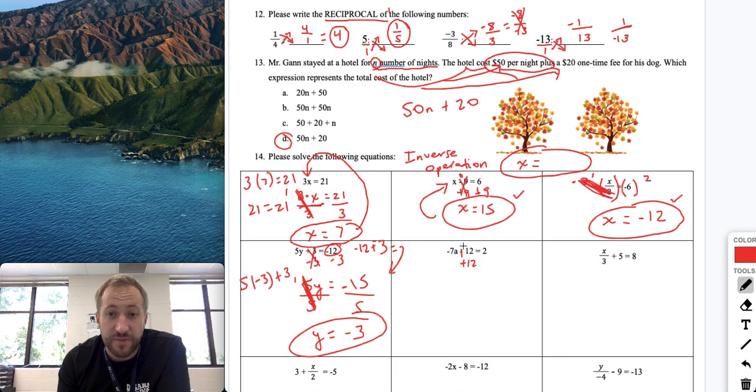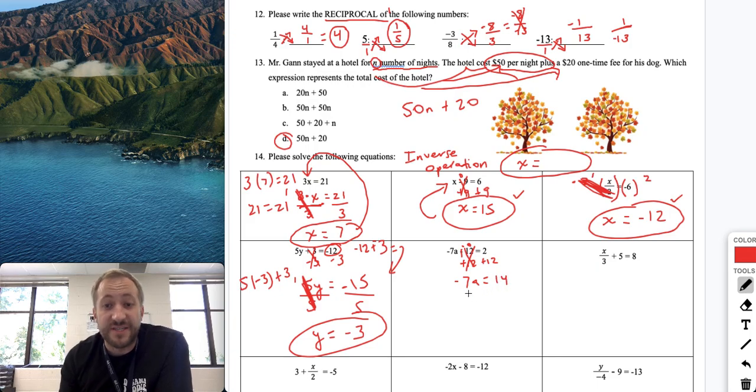If you changed it to plus and negative, you just have to think, how do I get rid of a negative 12? We know the additive inverse property, so negative 12 plus 12 gives me 0, which is exactly what I want. I'll add 12 over here. I'm left with negative 7a equals 14.